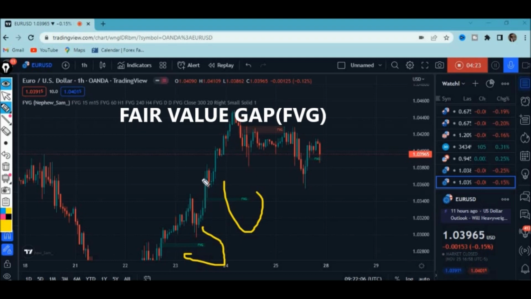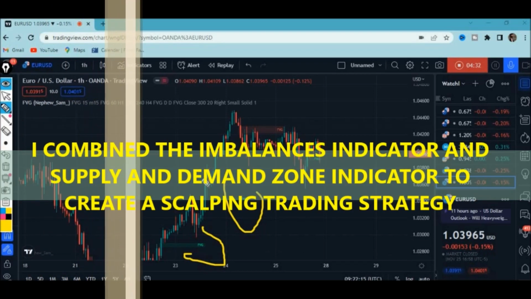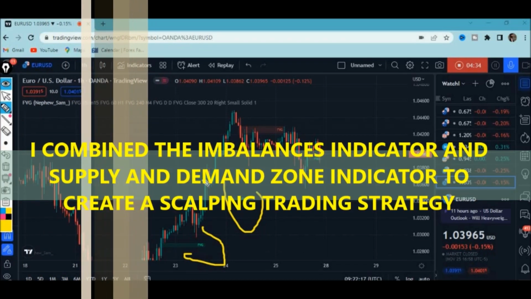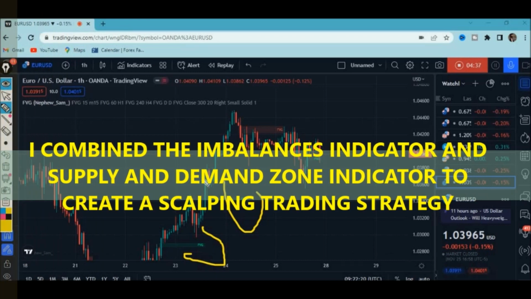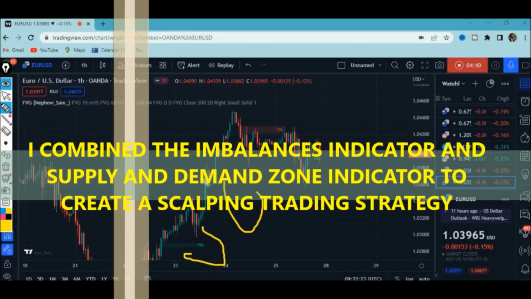And so you notice that we have FVG in green color, and as well we have FVG in red color. And so how are we supposed to use this to execute trades? Perfectly well, we're going to combine this with the supply and demand zones indicator, which will help us execute trades.